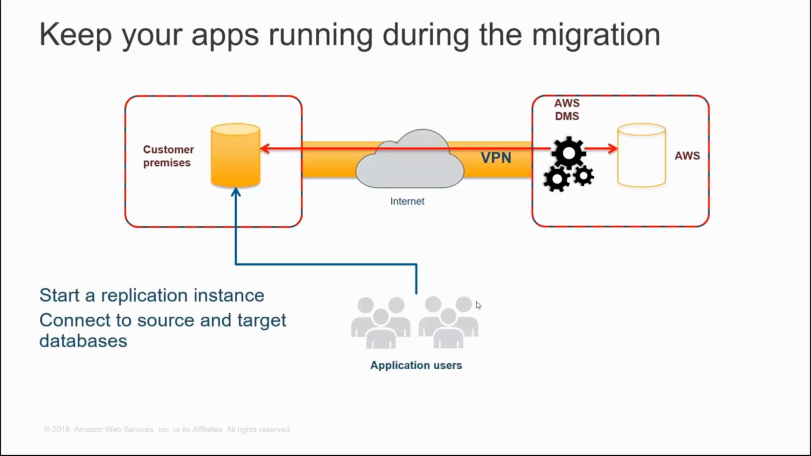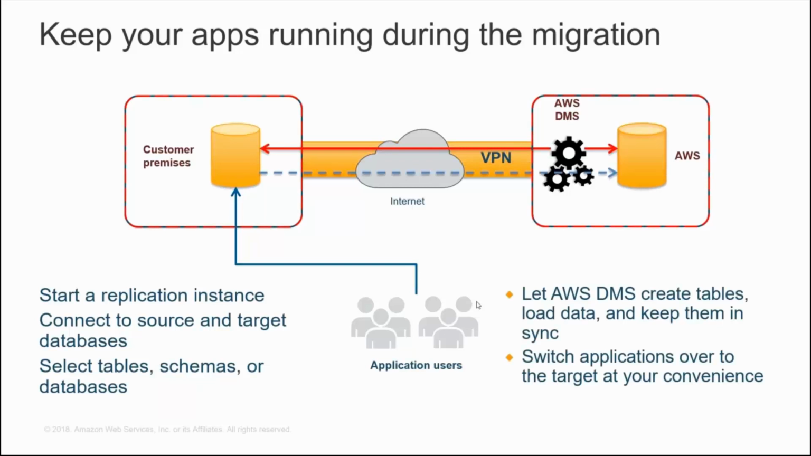So after you've done that, you say what it is you want to move. DMS is a logical replication product. What this means is we don't copy things down at the bit level. We're not copying bit by bit from one database to another. We are literally querying the data out and inserting it into the target. What this means is you can select only certain tables, schemas, or databases to move. You don't have to move everything. Then you sit back, relax, and let DMS create the tables, load the data, and keep them in sync.